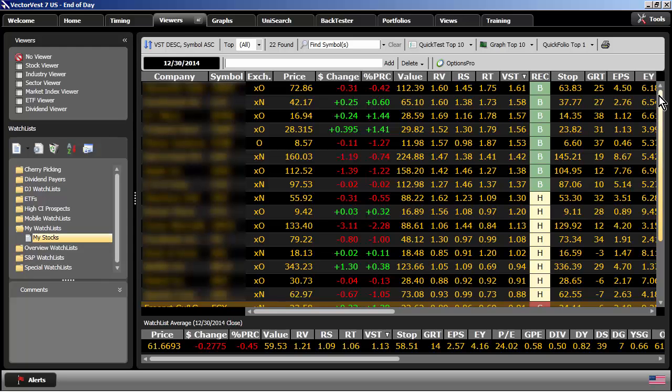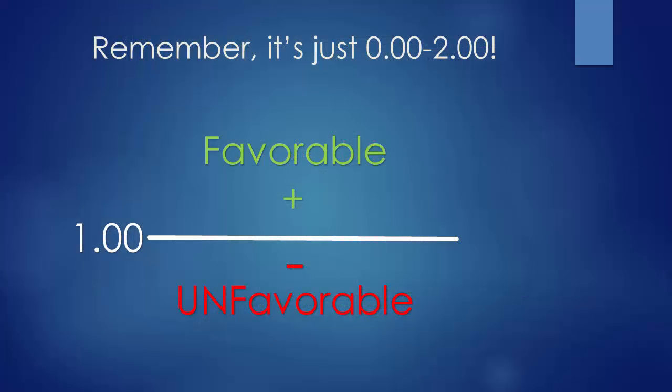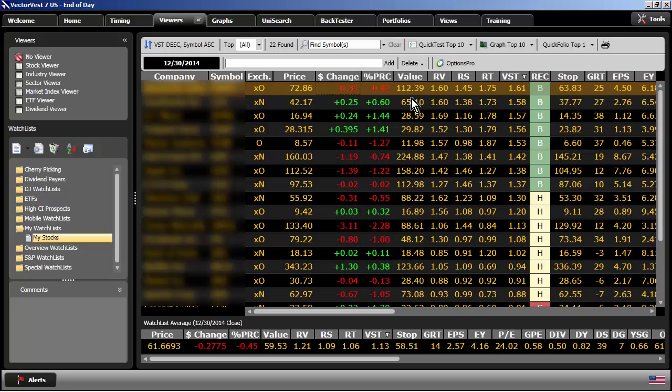Can we actually analyze a stock in less than 30 seconds? Remember, the scale is just 0 to 2. Above 1 is favorable, below 1 is unfavorable. So let's start with this stock at the top. It's trading for $72.86. It's worth $112.39. Is it over or undervalued? Is the price appreciation potential favorable or unfavorable? It's above 1, so it's favorable. Is it on the riskier side or the safer side? Well, relative safety is above 1, so it's favorable. It's on the safer side.